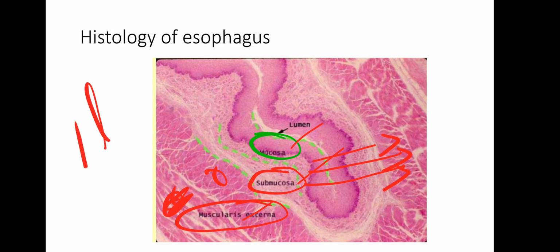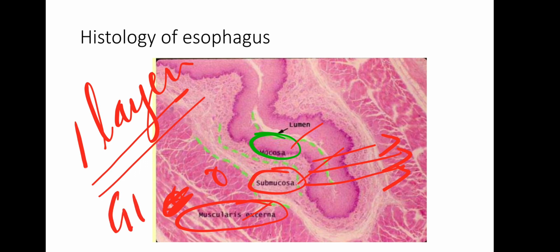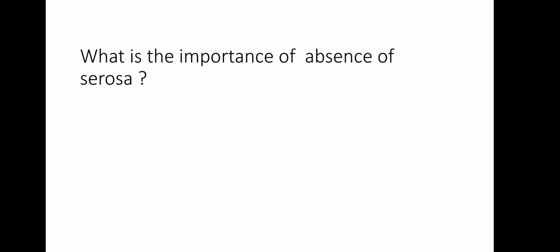What is the one layer that is missing, which will be present in the other parts of the GIT? What is the one layer that is missing in the esophagus? So we have these layers classical to the GIT, but one layer that is not present in the esophagus is the serosa. So my question is, the esophagus doesn't have serosa, and what is the importance of the absence of serosa and how will it affect it? Okay, that is my question.